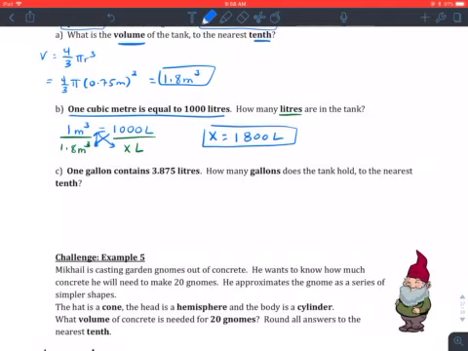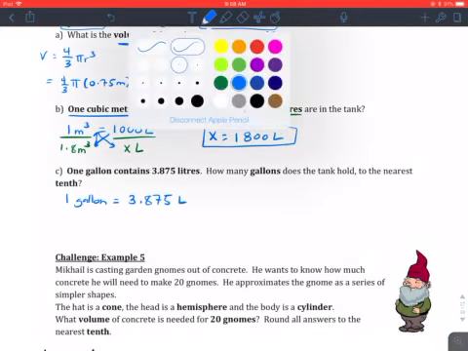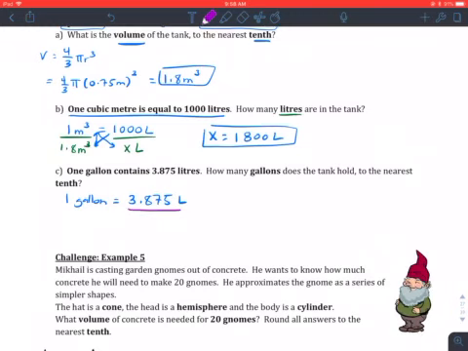Part C says 1 gallon contains 3.875 liters, so just about 4 liters. If you want an idea of how much a gallon is, it's pretty close to one of those 4-liter milk jugs that you buy at the grocery store. How many gallons does the tank hold to the nearest tenth? So we are told that 1 gallon is the same thing as 3.875 liters. We know how many liters this tank holds. We just did that in part B. We know this tank holds 1,800 liters. We don't know how many gallons that is.